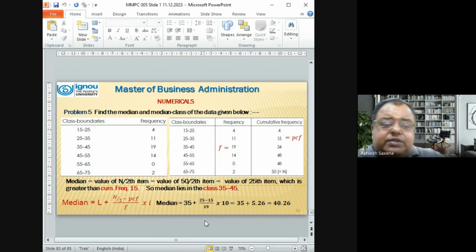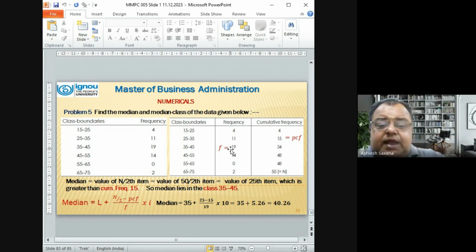Now see, this is the problem which is related to finding out the median and the median class. This is the basic question given to you, and for this question, you have to find out the median. First of all, since we have to find the median, we have to calculate the cumulative frequency. How is cumulative frequency calculated? Just write 4 in front of this column and add 11 to it. You will get 15.